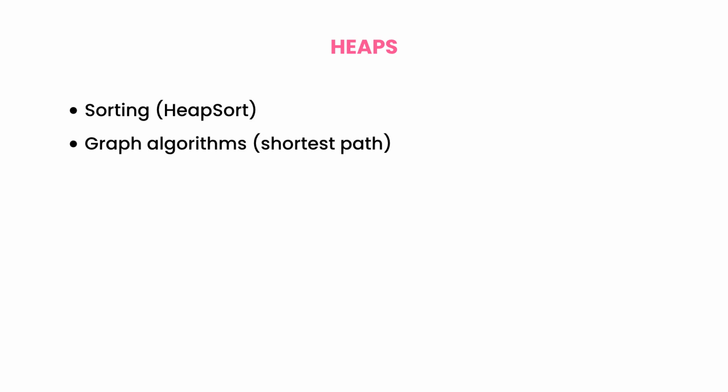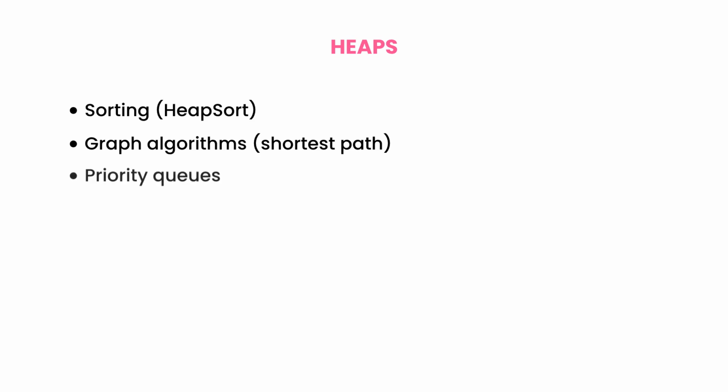Now let's talk about the applications of heaps. Heaps have many applications. We can use them for sorting data. In fact, we have an algorithm called heap sort. We'll look at that in the future. Heaps are also used in implementing graph algorithms. For example, we can use heaps to find the shortest path between two nodes in a graph. This is the algorithm that powers your GPS. We'll look at that in the future.